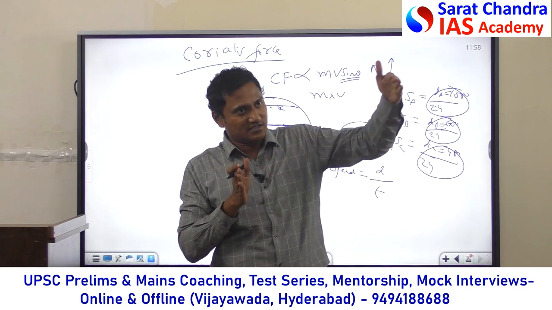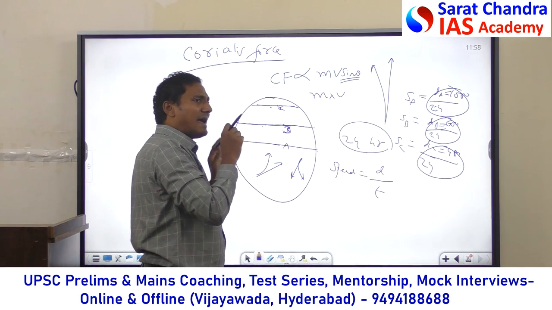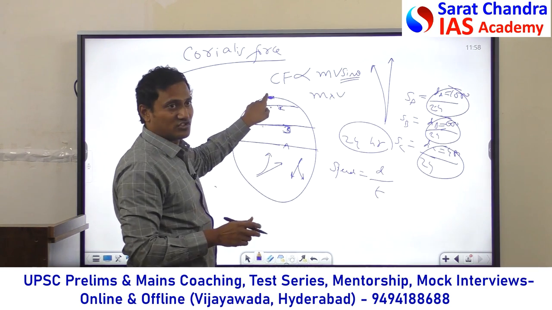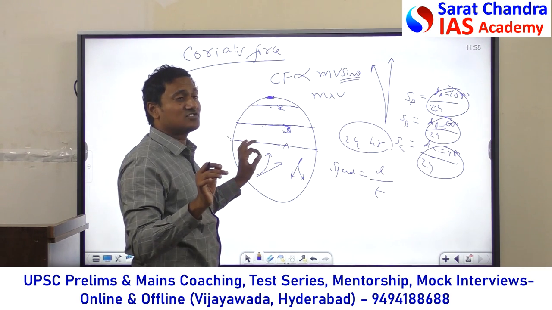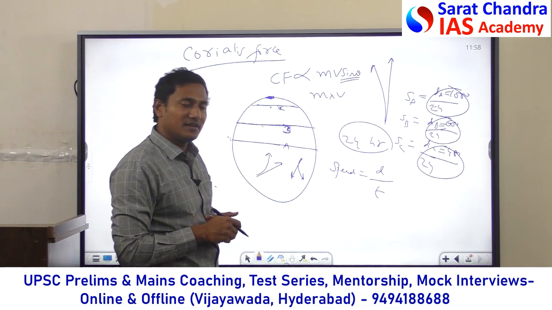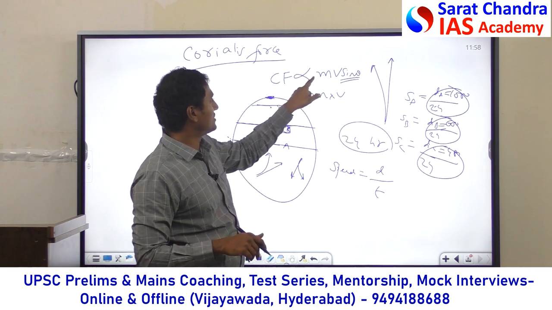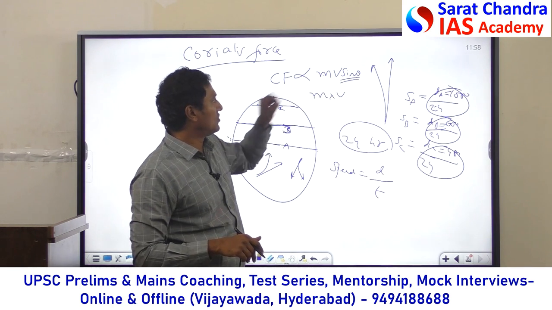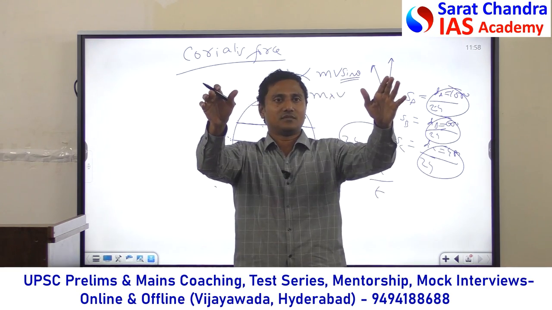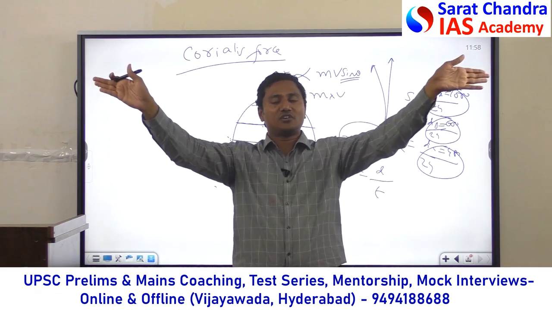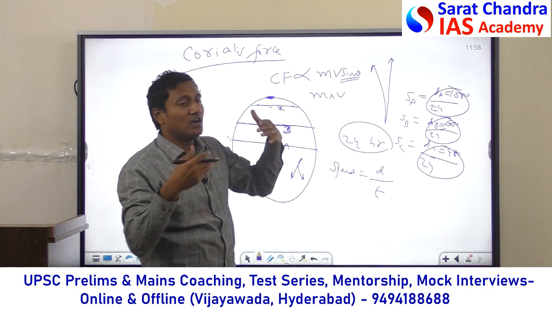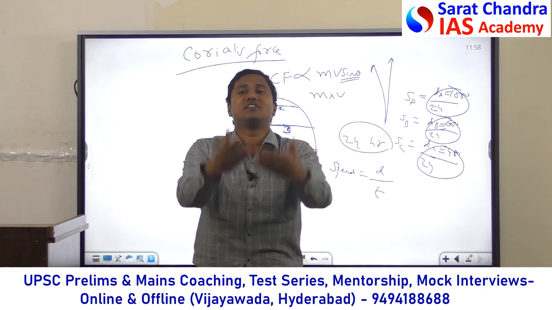Coriolis force is maximum where? Polar area, 90 degrees north, or south also, whatever, 90 degrees. Zero Coriolis force where? Equator. So you can write down Coriolis force is proportional to mass. Why am I telling you mass? For example, you throw a small plastic ball and a very large iron ball. Which will have more deviation? The iron ball, because it has more mass. So, friends, more Coriolis force means more deviation.